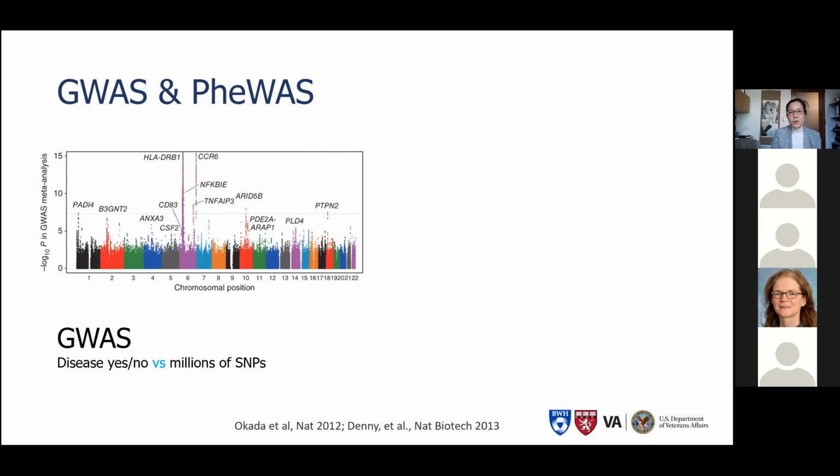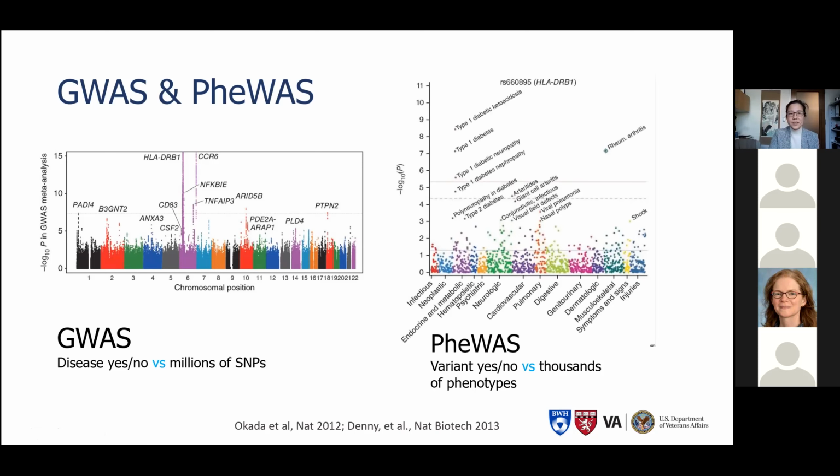So let's talk a little bit about a PheWAS. I think you all are probably all aware of what a GWAS is, so I thought I'd start there. On the x-axis, you have the chromosomal position. On the y-axis, you have the negative log P, and we all know that shared epitope is our top hit here. So you're looking at millions of SNPs and one disease, yes or no.